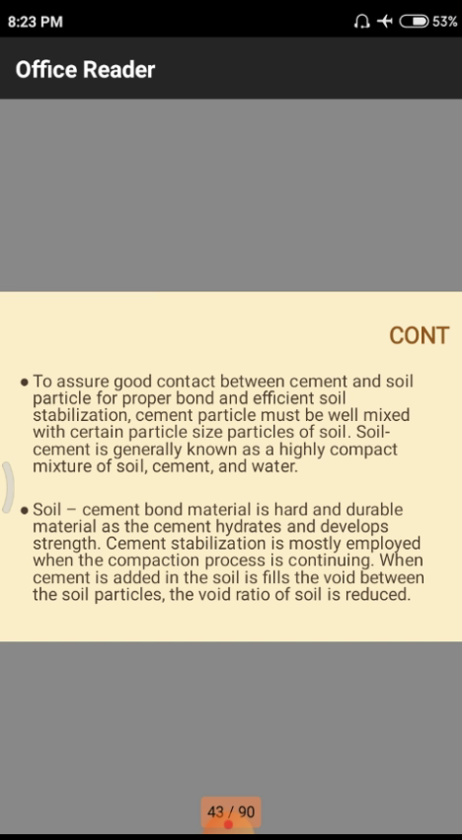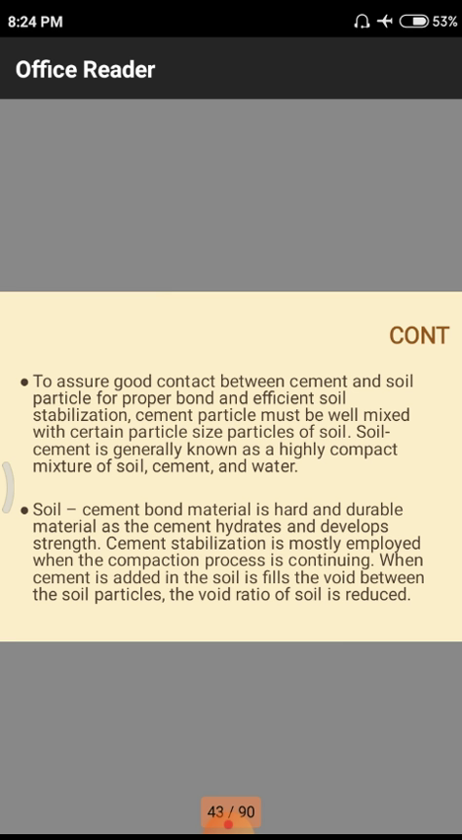The cement hydrates and develops the strength. That means whenever we are hydrating the cement, then only it will get a good quantity of strength. Without hydration, the cement will not react with the surrounding particles, so we won't get the strength. Cement stabilization is mostly employed when the compaction process is continuing. That means we have to suggest cement stabilization in conditions where compaction is there. Without compaction, this cement stabilization is not working.